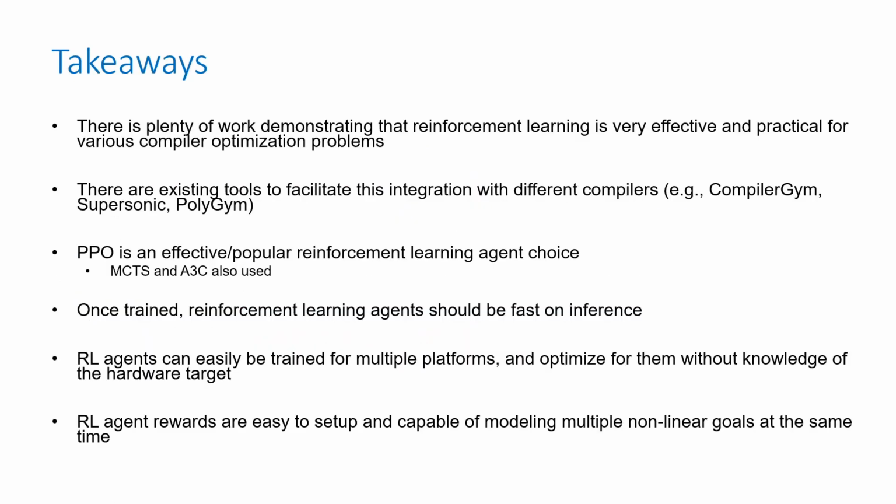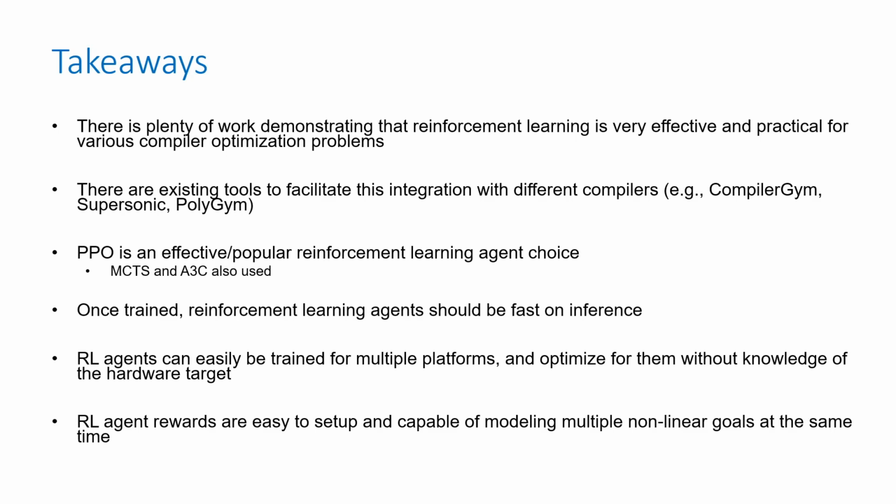Here are some takeaways that I got from the papers that we went through. We saw that there's plenty of work demonstrating that reinforcement learning is very effective and practical for various compiler optimization problems. There are existing tools out there that facilitate the integration of reinforcement learning with compiler optimizations like CompilerGym, Supersonic, PolyGym. We saw also that PPO is one of the most popular agents for these reinforcement learning problems, which is the same agent that was used for ChatGPT. But also MCTS and A3C are used.